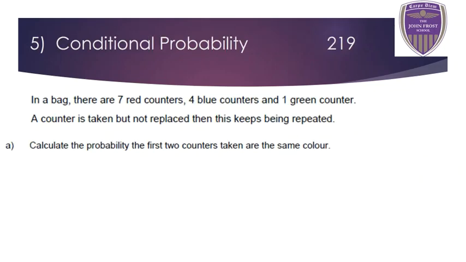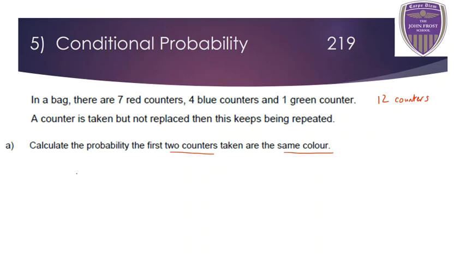Right, probability is all about understanding the question. In a bag there are 7 red counters, 4 blue counters and 1 green counter. Hopefully we can work out that there are 12 counters in this bag in total to start with. A counter is taken but not replaced, then this keeps being repeated. We're being asked to calculate the probability that the first 2 counters are the same color.